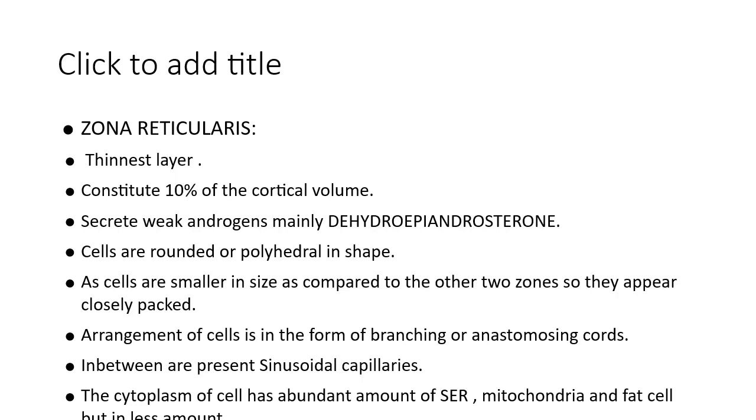Now, what is the shape of the cell? The cells are rounded or polyhedral in shape. The cells are very small compared to the other two zones, so they appear very closely packed together, and the arrangement of the cells is in the form of branching or anastomosing cords, and in between them are sinusoidal capillaries.